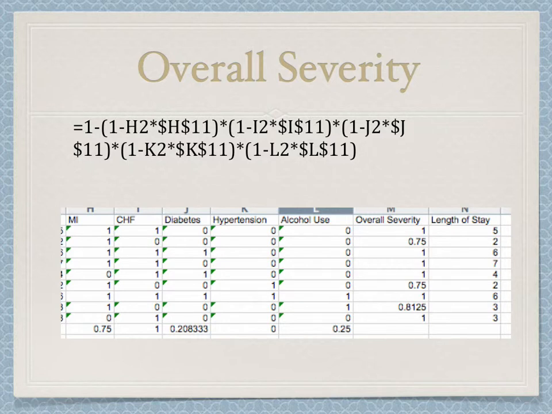Next, we will calculate the overall severity using the aggregate method above as displayed in Excel. This method calculates the overall severity of the patient's illness through multiplying 1 minus the severity scores. The results are displayed in the overall severity column, and they will be plotted against length of stay.